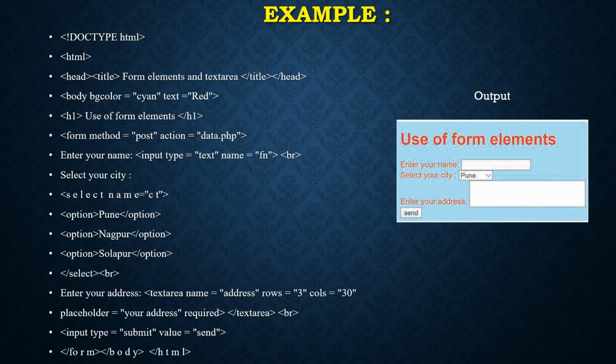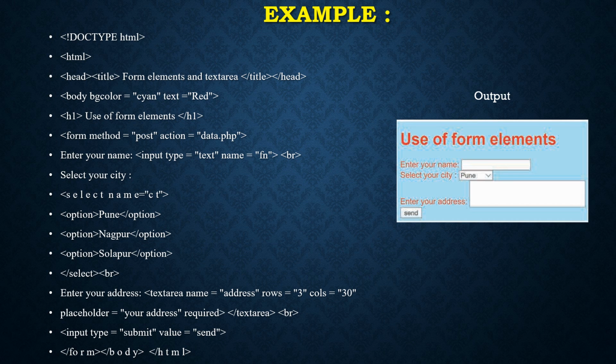Now the next one is, let's see the example. Now here this is a form. If you see the output, the name is entered, city is entered and the address is entered, and below a submit send button is given. So here start with doctype HTML, head, title, form elements and textarea, slash title, slash head. Body bgcolor is equal to cyan, background color is cyan and text color is red. H1 use of form elements. So after that form method is equal to post and action is equal to data.php. That means this file is submitted to the data.php server.